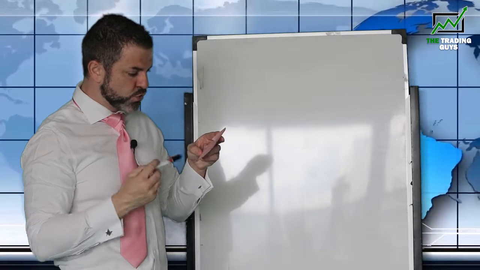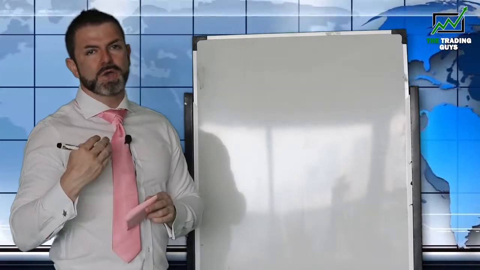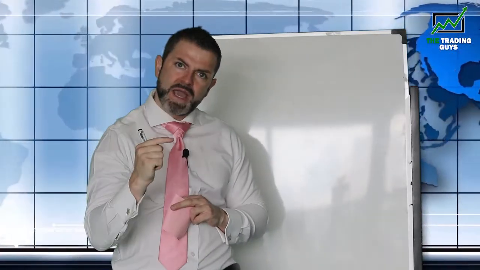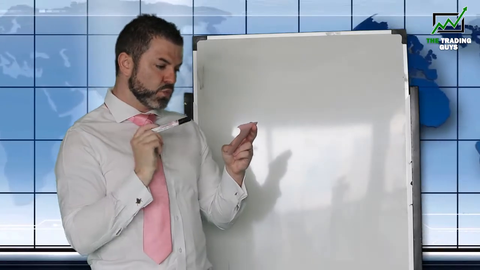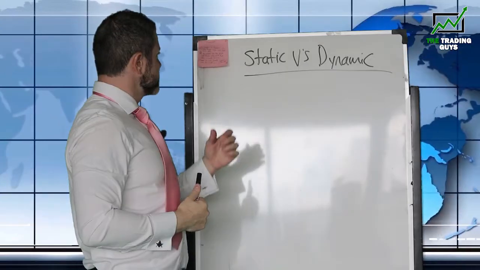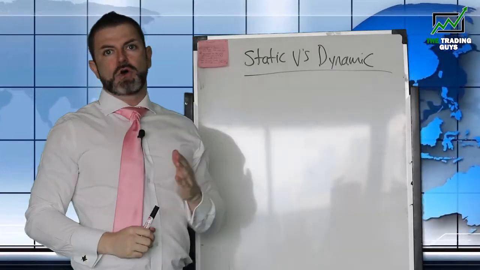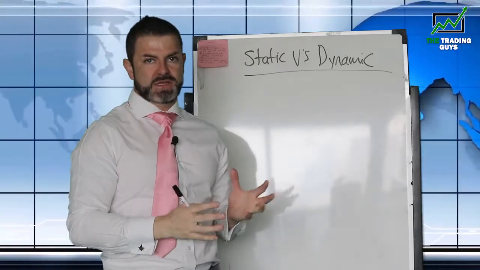We are also going to cover how do you know if it is just a pullback and then it's going to run your way, or how do you know if it's a pullback and it's going to keep continuing against you? We're going to cover that. I'm going to cover when to cut a trade and when to scale into a trade. So don't go anywhere. So in this lesson, a static stop loss versus a dynamic stop loss.